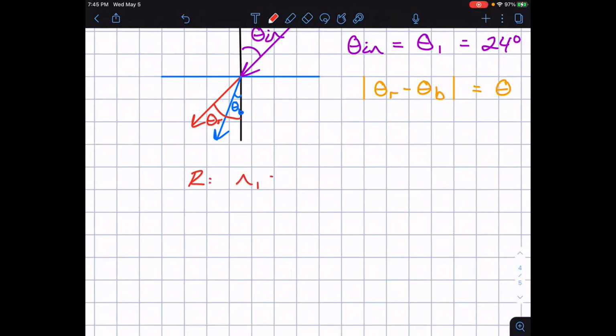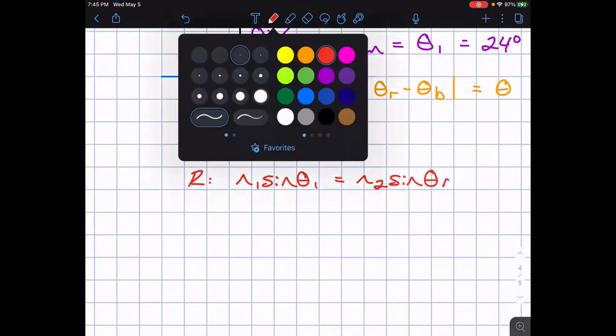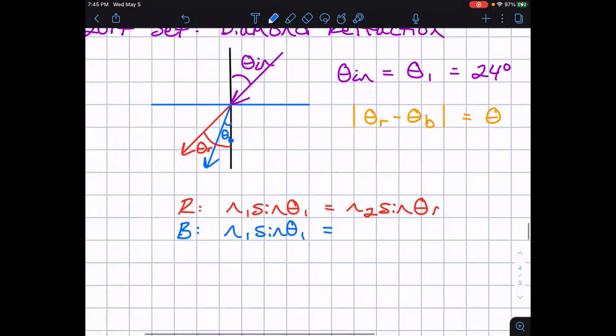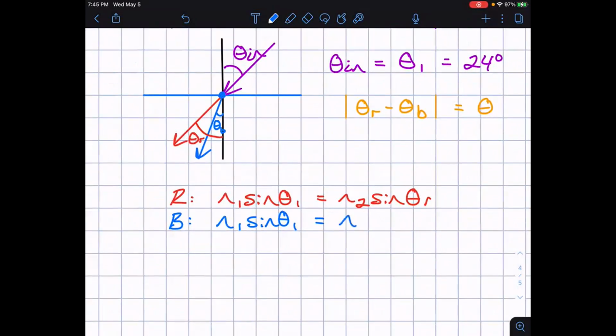I'll say N1 sine theta 1 equals N2 sine of, I'll call it theta r again. And then we're going to have a similar thing for blue. N1 sine theta 1. Again, they both enter the diamond at the same angle, because we have purple, which is some mixture of red and blue, equal to N2 sine of theta b, for theta blue.